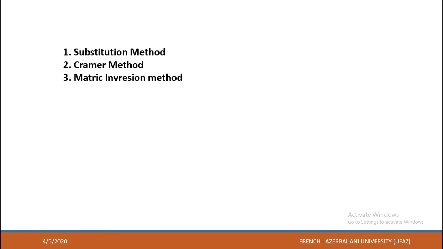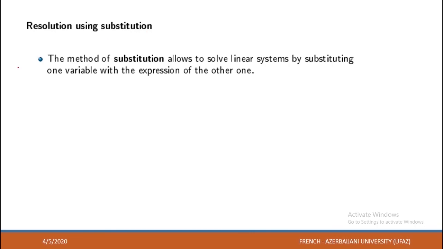In this lecture, in order to solve a system of two linear equations of two variables, we will use three methods: substitution method, Cramer method, and matrix inversion method. Resolution using substitution method. The method of substitution allows us to solve linear systems by substituting one variable with the expression of another one.